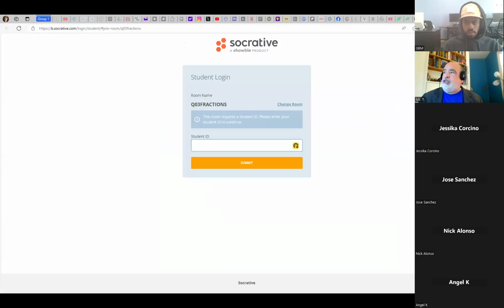And what you'll see, it says, this room requires a student ID. Please enter your student ID. Your student ID is simply your first name. Enter your first name, and then click submit. That should open up the quiz. There are 5 questions. So just answer the 5, and then we'll go over it together. If you're having any troubles logging in, let me know. I did mess up some student names the first time around. Hopefully I got it right now for everybody.